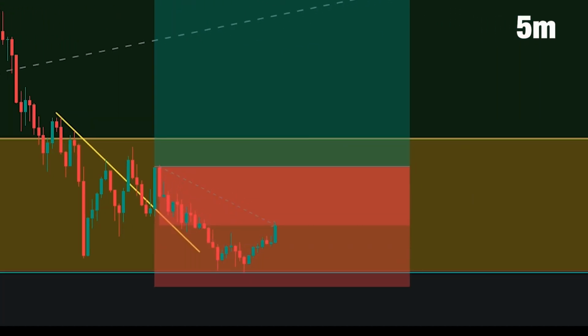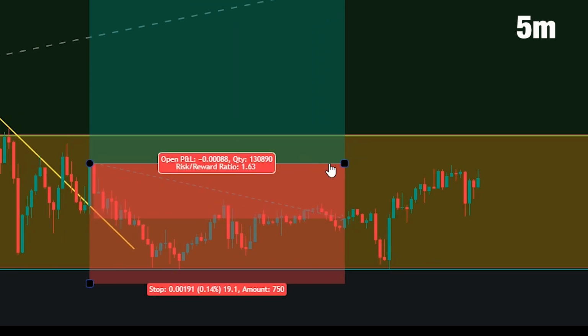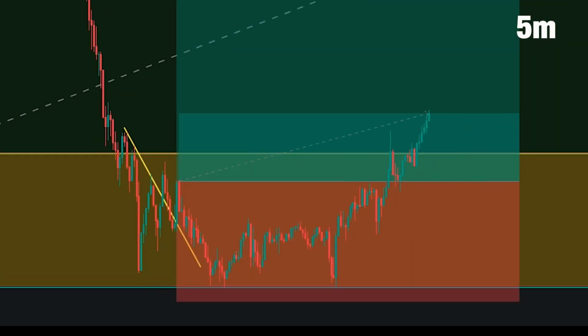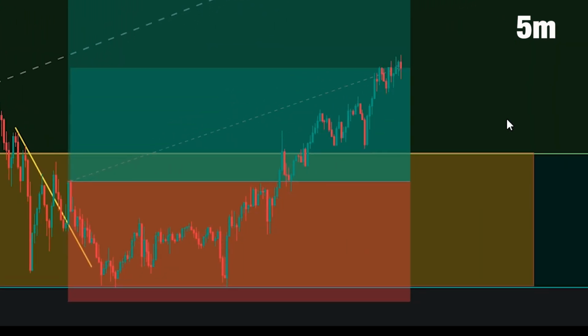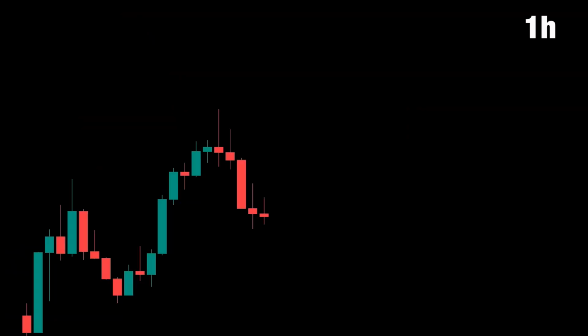Initially, the price moves toward the stop loss, but since the stop loss is in a safe zone, the price reverses and beautifully touches our target. Remember, when entering a position, you need to check all the conditions.